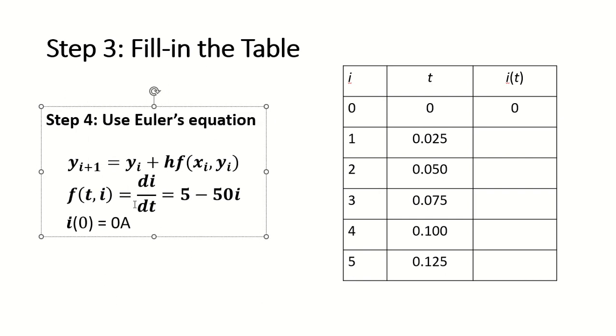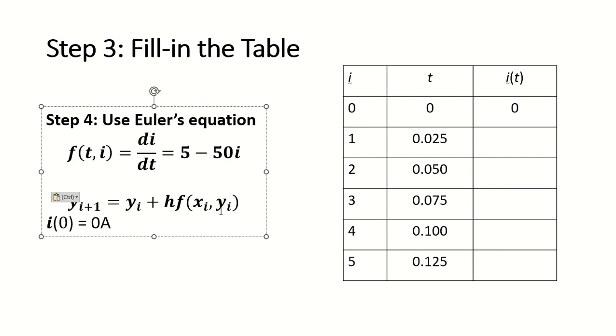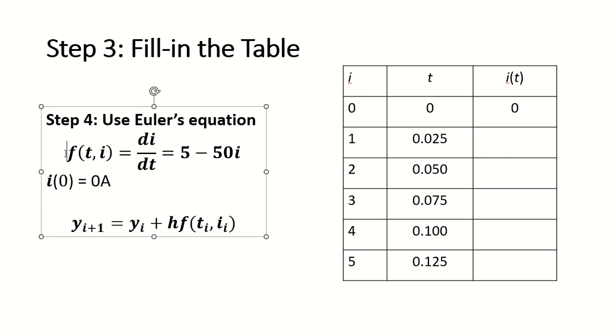Okay, so how are we going to fill this one? We have y_{i+1} equal to y_i plus this h. This is given at the top here, so let me change this one to t. That's why you all need to know which one is the dependent and which one is the independent variable. So let us continue.